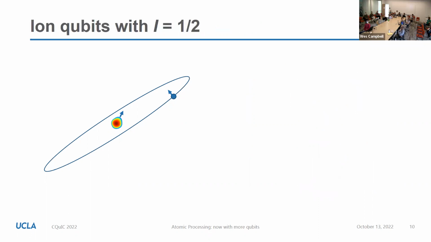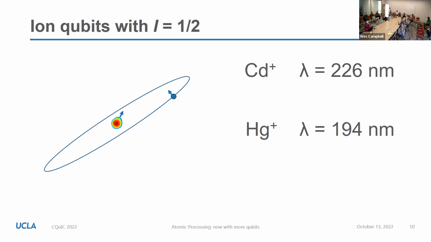So which of these ions actually have this spin 1/2 structure? Again, we're talking about the second column of the periodic table, the alkaline earth atoms, as well as the honorary alkaline earth atoms, which is the zinc family and ytterbium. Well, the first one that you might come up with is cadmium. Unfortunately, for cadmium ions, the transition there is quite far in the UV.